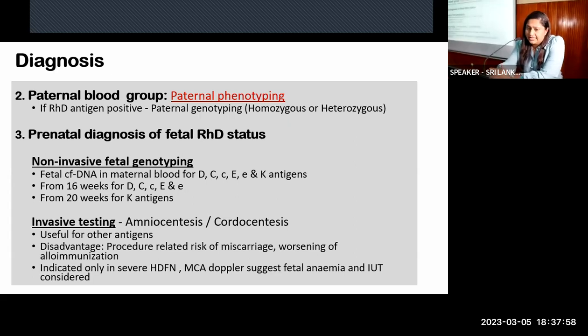Invasive testing just to diagnose the fetal RhD status is now not performed, unless, of course, we are thinking about doing intrauterine transfusions at the same time. So the place of invasive testing such as amniocentesis or cordocentesis is now limited for just other antigens, because there are risks of miscarriage as well as worsening of alloimmunization due to the procedure itself. It is now only indicated for severe hemolytic disease of the newborn, where the MCA Doppler suggests fetal anemia and we are considering fetal transfusion.